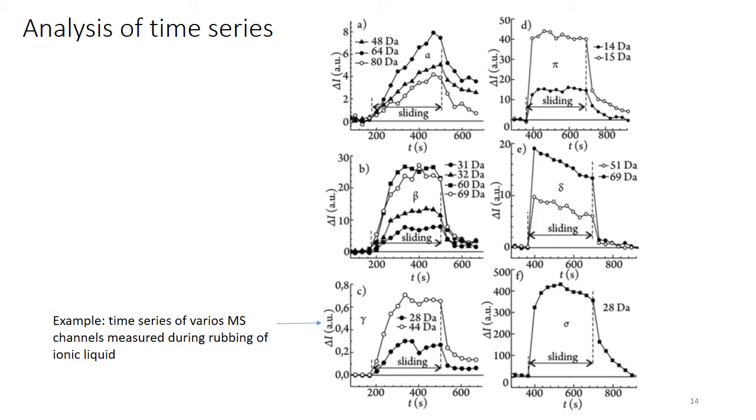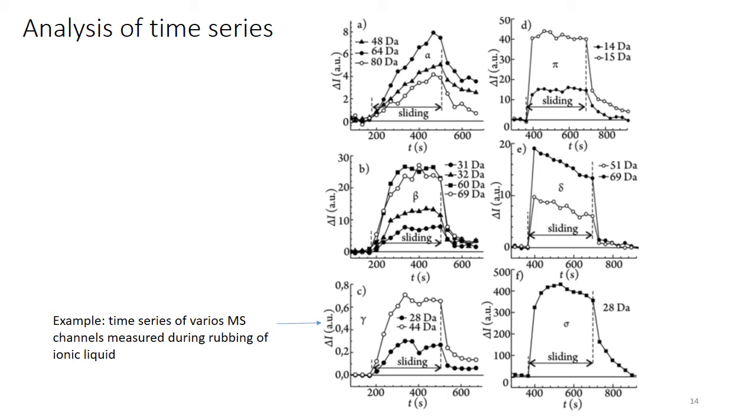to different emitted molecules. And this method consists in analysis of time series. So if we see the time series of different mass spectrometric channels, we can see that the behavior is quite different. So if we group the channels by behavior, we can see that they definitely show us that they can correspond to certain molecules.